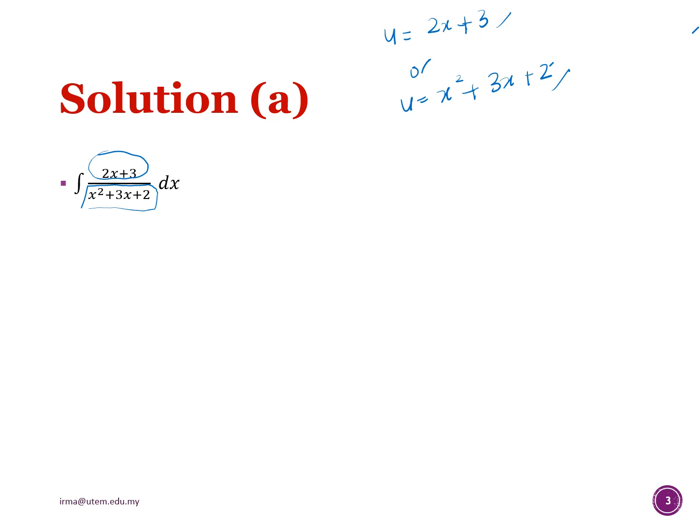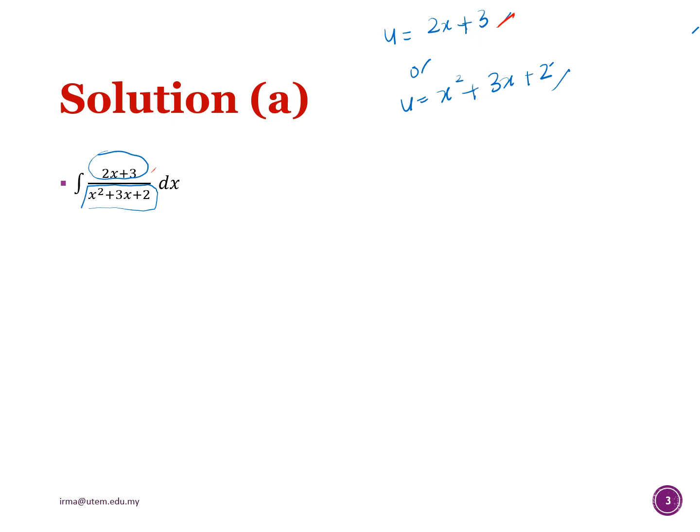From these two choices, if you differentiate 2x plus 3, you get 2, right? If you get 2, you actually cannot use that 2 to proceed with the integration. But if we differentiate the second function, u equal to x squared plus 3x plus 2, you will get 2x plus 3. That derivative can be used to cancel out the 2x plus 3 at the top.